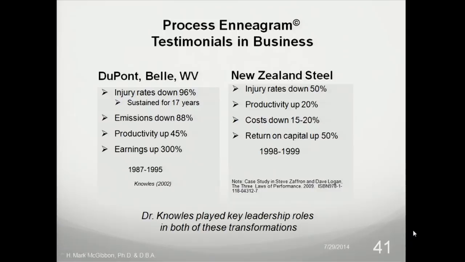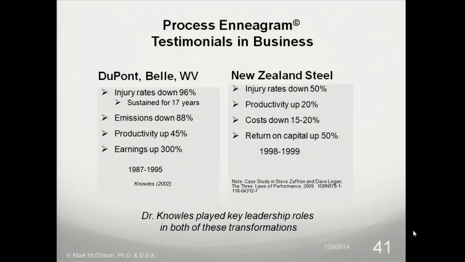So let's go on to slide 41. If I can advance this slide, I am struggling, but I'm going to feel success. There we are. So using Dr. Knowles' methods, if you go to one of the DuPont plants in West Virginia, his injury rates went down 96%. These are staggering figures. And he sustained it for 17 years. This was the only plant at DuPont that had this success rate.